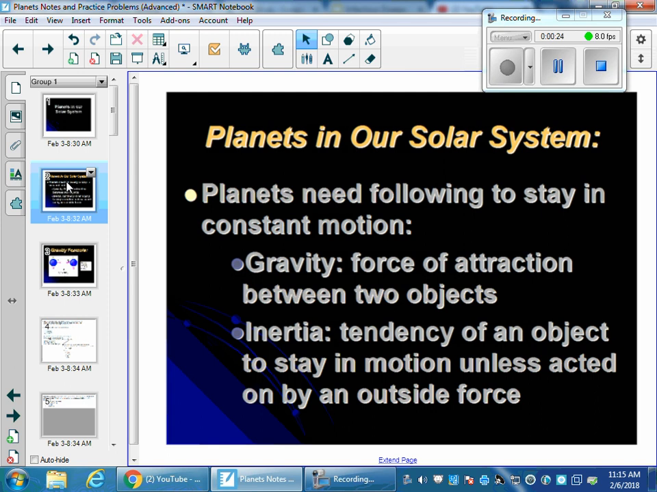The other thing that planets need to stay in motion is inertia. This is not a force; instead, it is a property of an object. It is the tendency of an object to stay in motion unless acted on by an outside force. So it's pretty much just a way of saying things are going to continue to stay the same unless there's something there that's going to change it.